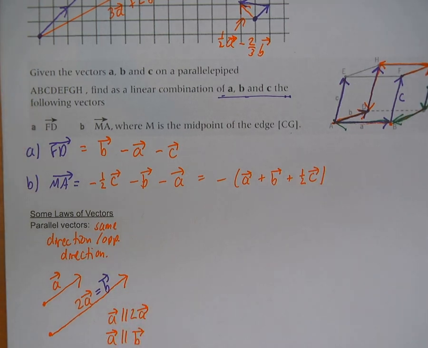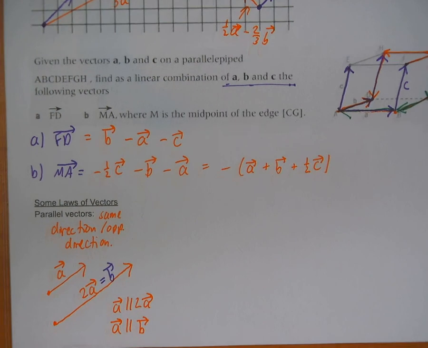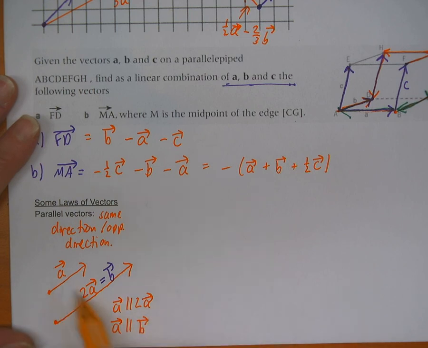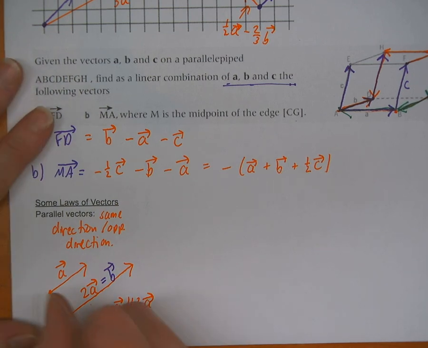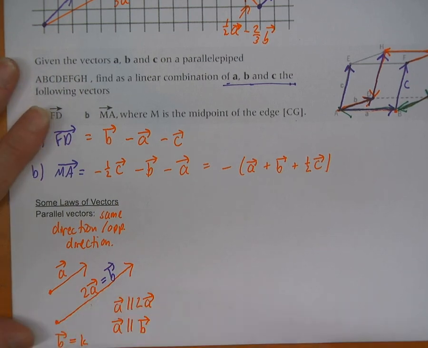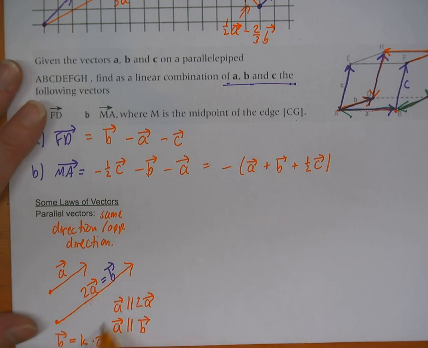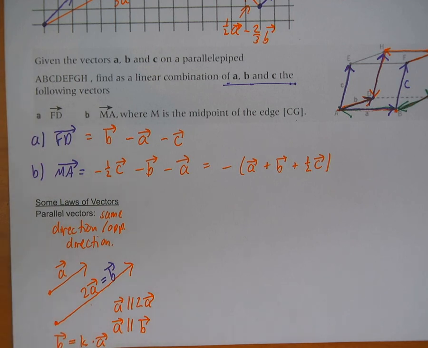Because they have the same direction, they do not necessarily have to have the same magnitude. So basically, if you can get the magnitude of one of them by just multiplying by a number, that is considered parallel. So vector B is some scalar, let's call it k, times vector A. In this example, it's exactly 2. K is 2, because B is twice as long as A.